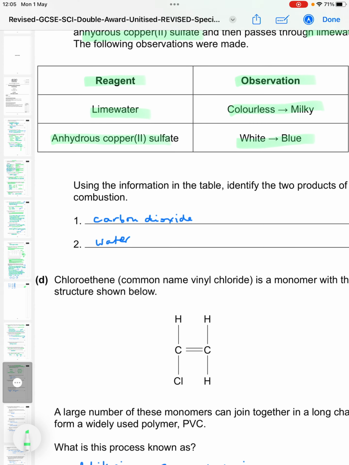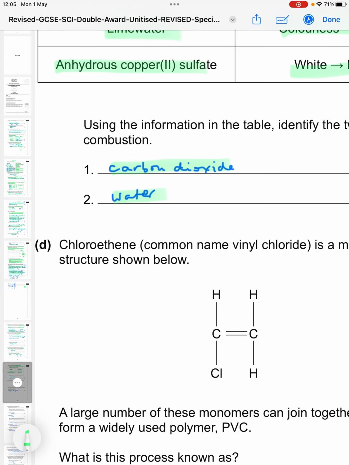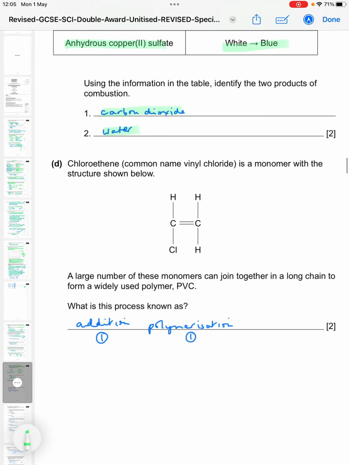From the table, identify the 2 products of combustion. Lime water going cloudy or milky, we know that's carbon dioxide. And the anhydrous copper sulfate going from white to blue is a test for water. That might come up elsewhere, but typically for the products of combustion, you're always going to look for carbon dioxide and water, unless it's incomplete combustion, in which case it would be carbon monoxide and water.